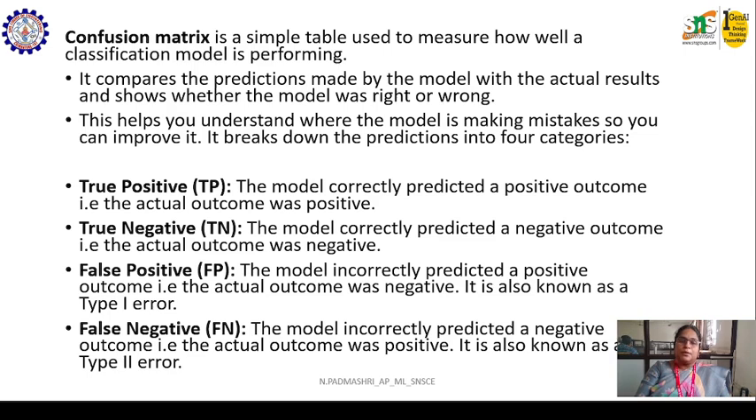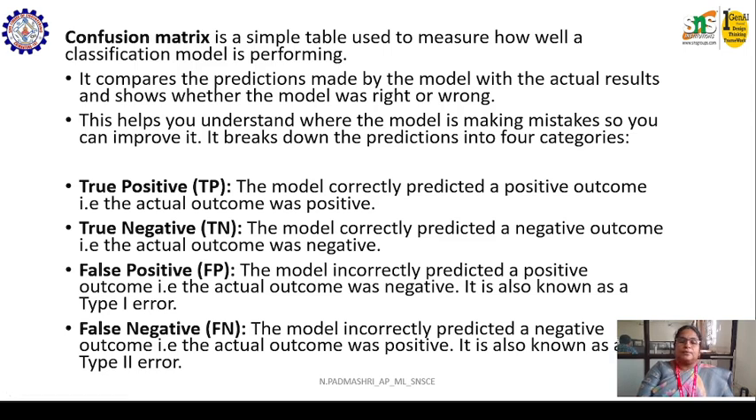So what is a confusion matrix? It's a simple table mainly used to measure how a classification model is performing during the training process. It compares the predictions made by the model with actual results and shows whether the model is correct or not. This confusion matrix helps to understand if the model makes any mistakes, so we get a chance to improve the performance of the model. It breaks down the predictions into four categories: true positive, true negative, false positive, and false negative.